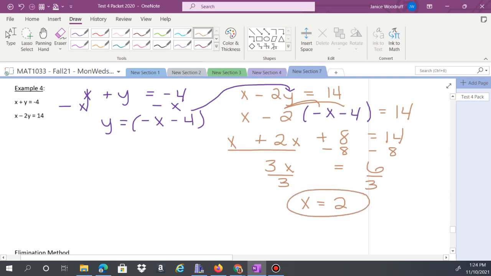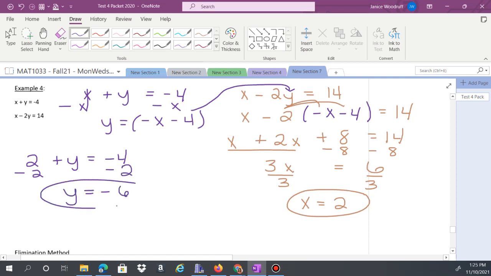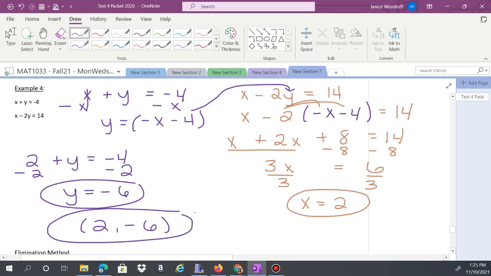And then we can go back to either one of these and plug it back in. So it doesn't really matter here. Probably the first one's easier. X plus y equals negative 4. So 2 plus y equals negative 4. So if I subtract 2, that should be a negative 6 for y. So my answer, 2, negative 6. So x first, then y.